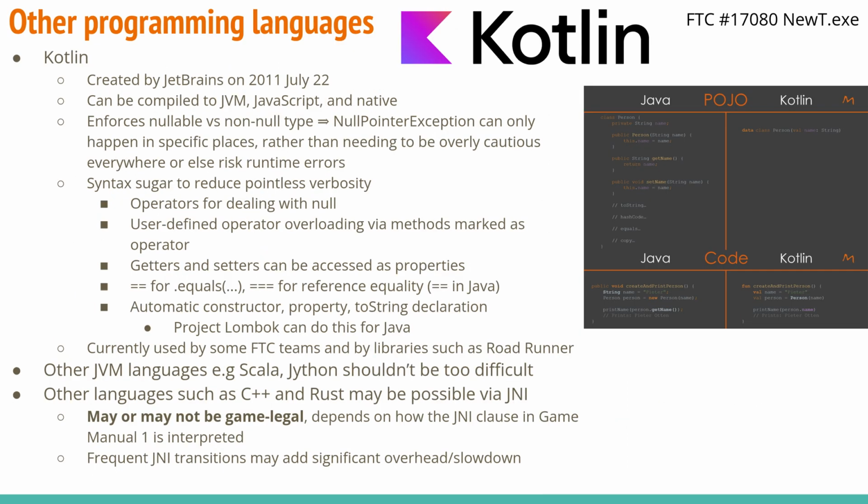Okay, so other programming languages. The main one used in FTC, other than Java, which is pretty much everyone uses, is Kotlin. It was created by JetBrains in 2011. And the main thing it does is it enforces nullability. So null basically means no value or nothing, and any non-primitive type can be null in Java, and that can cause null pointer exceptions where you don't expect them.